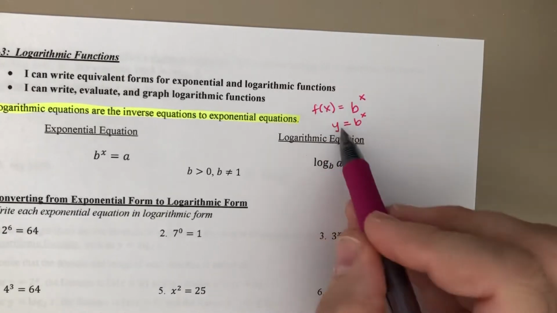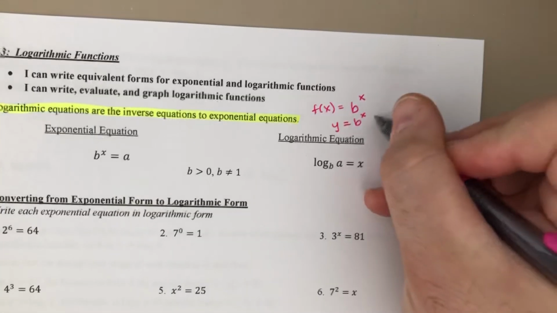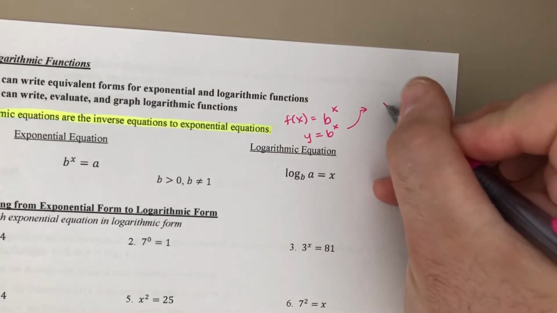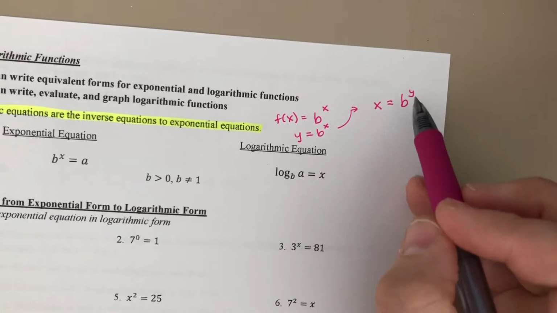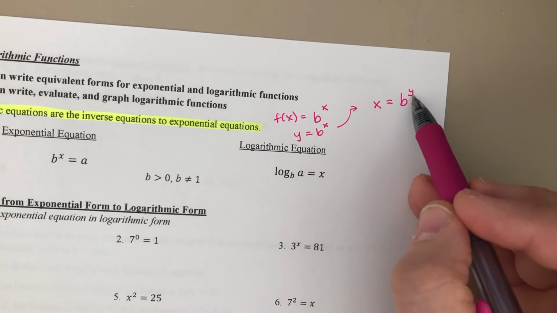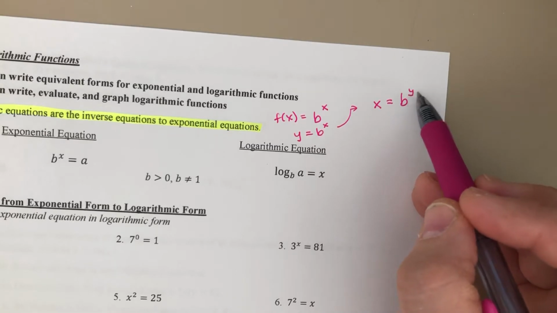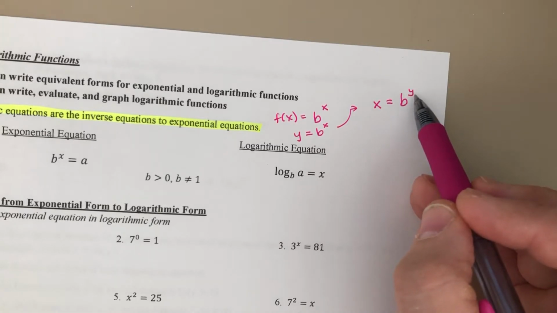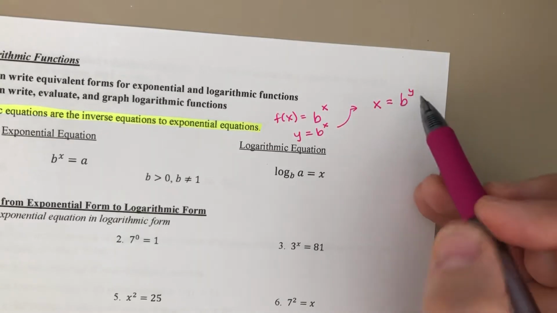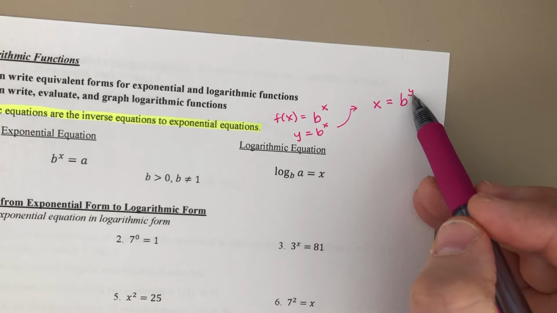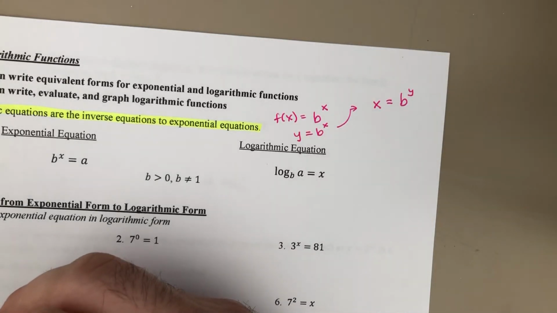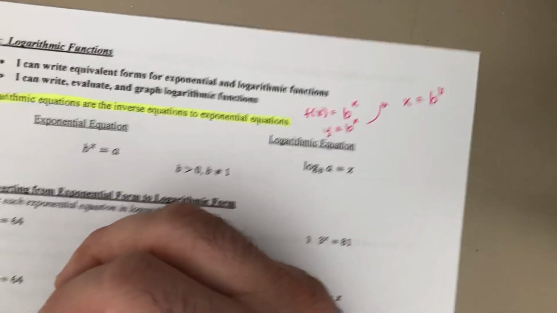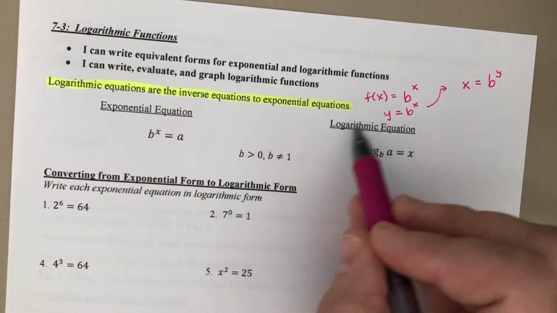So that would be our first step, replace f of x with y. And then we would replace x and y. And now we would say solve for y. Well, how the heck do you solve for a variable in an exponent? We've never done that. We've never solved for an exponent. x equals b to the y. How do I get y alone right now? How do I get y out of the exponent's place? We've never learned how to do that yet. That's where logarithms come in. That's what logarithmic equations do for us.